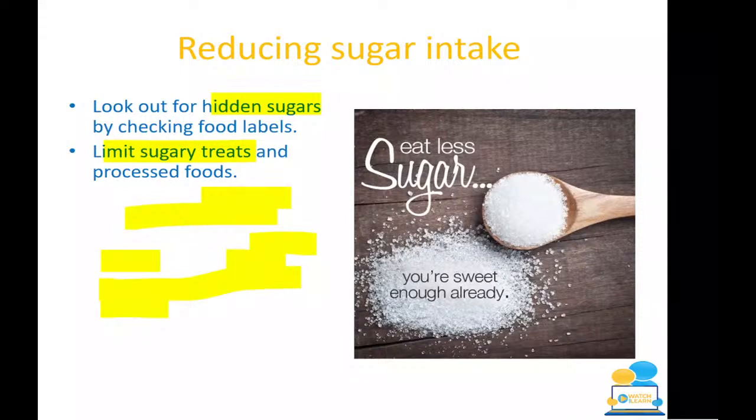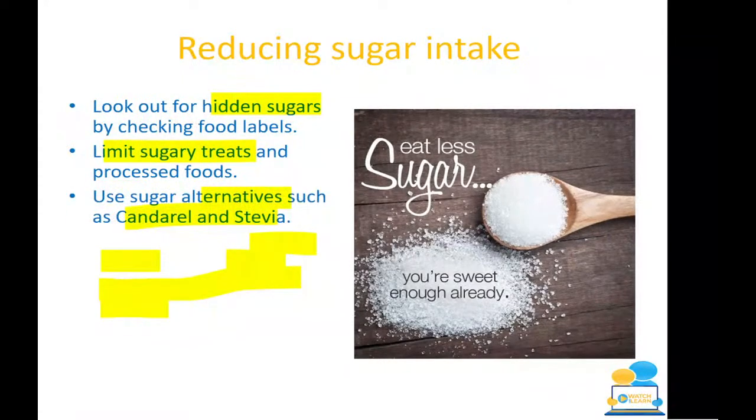Processed food is something that has gone through another step. So it's not natural. There's something that's been changed about it. Your bar of chocolate is not natural. It's come from the cocoa beans, and then it's been processed and there's been loads of other stuff added into it. Whereas your apple just comes off the tree and you're just eating it straight away, so it's much better for you.